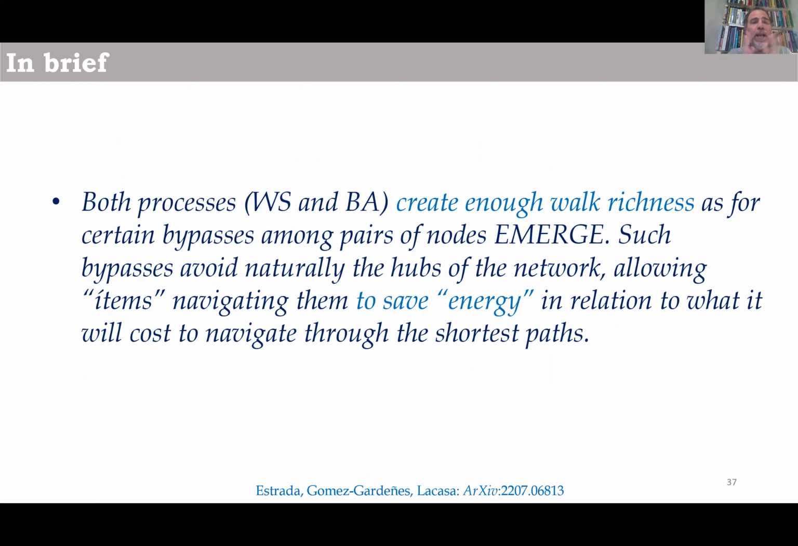So in brief, both processes that we have studied create enough walk richness, by the rewiring or the attachment of new nodes, that certain bypasses among pairs of vertices emerge. And these bypasses naturally avoid the hubs of the network, allowing items navigating them to save energy in relation to what it would cost to navigate through the shortest path.